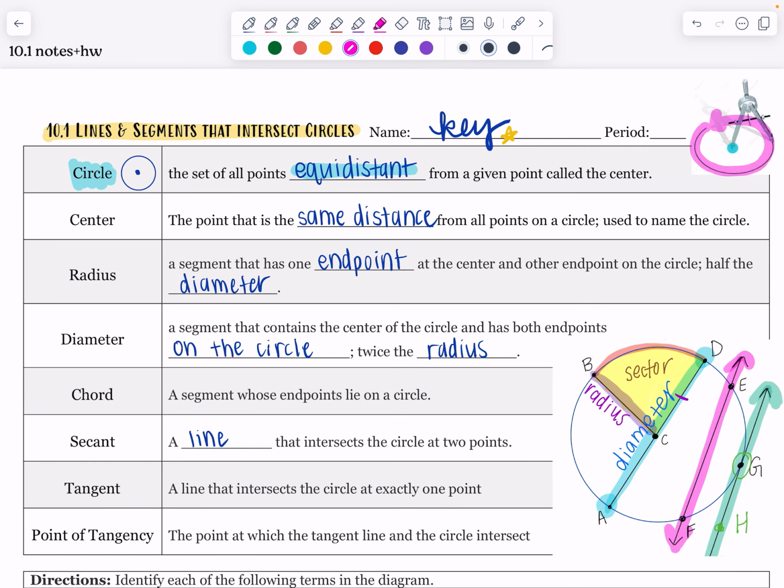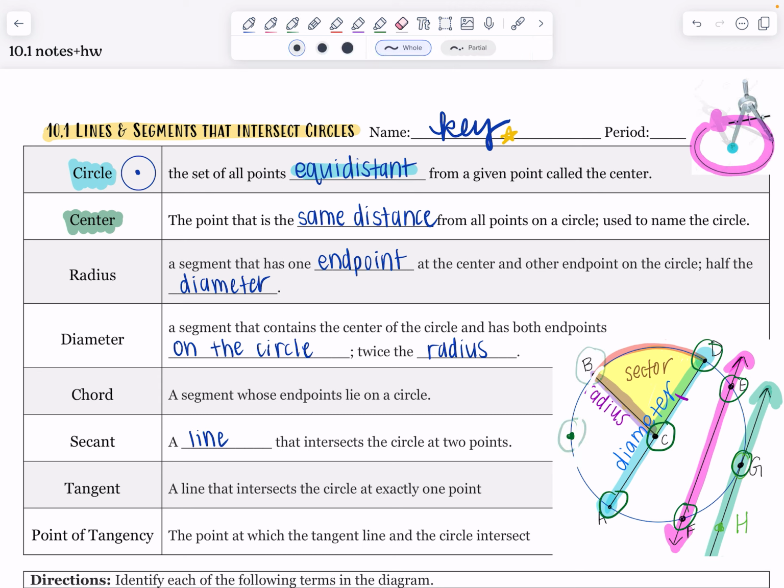That point in the middle is going to be called our center point. So what is our center point in my picture? The center of the circle is going to be point C. That just means that C is the same distance away from B as it is from D, as it is from E, G, F, and A. H is not on the circle, so we're not going to say it's that same distance. But even if I added a mystery point over here, it would still be the same distance away as long as it's on the circle.